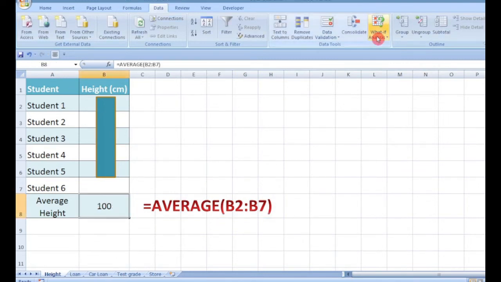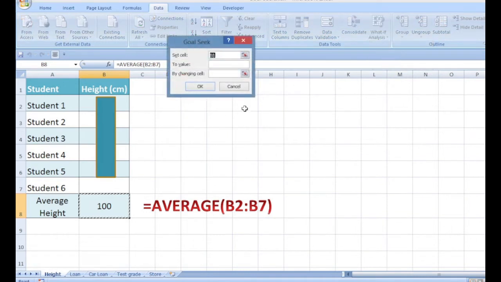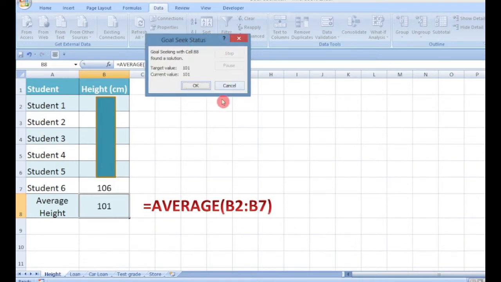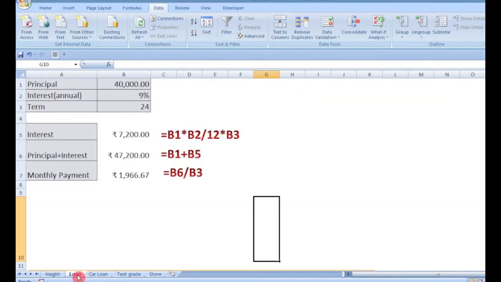You select this cell, go to what if analysis, goal seek. A pop-up window comes. The set cell is automatically set as B8. And what is the value we want to set for this cell? It is 101. Which cell you want to change to achieve this 101 goal? That is student 6. Now give OK. Excel calculates and gives the result as 106. If you are satisfied with this result, give OK. Otherwise, you can give cancel. But in this case, it is OK to accept the height of the student as 106. So I press OK.